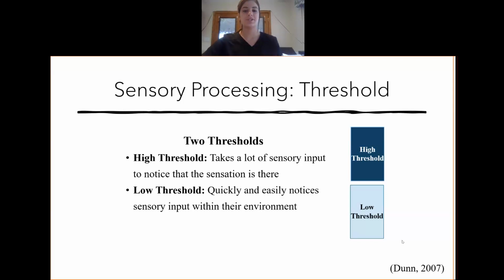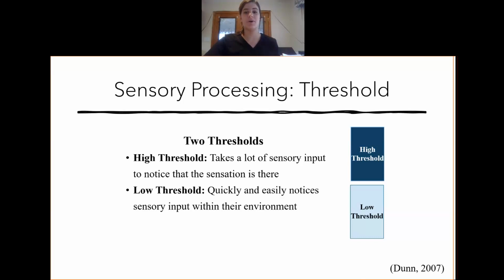And so a person with a low threshold, so the small bucket, will notice that a sensation is there very easily. For example, they may be aware of something as simple as a tag on the back of their shirt, or their sock is simply slightly out of place, or they may be hearing buzzing from a light. It doesn't take a lot of input to fill up their bucket, meaning that they feel that sensation very, very quickly.